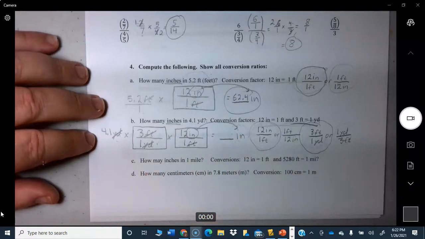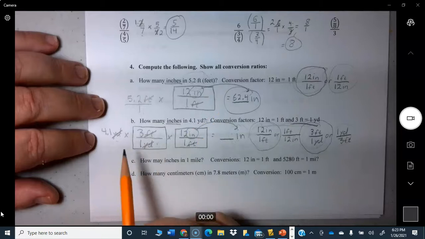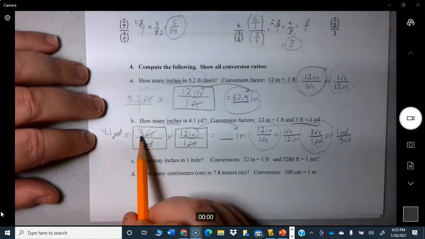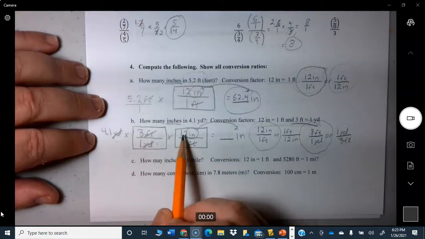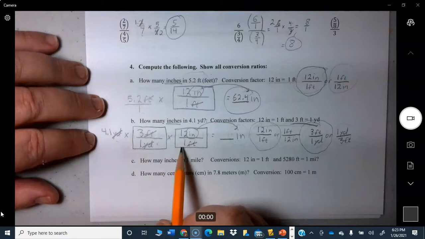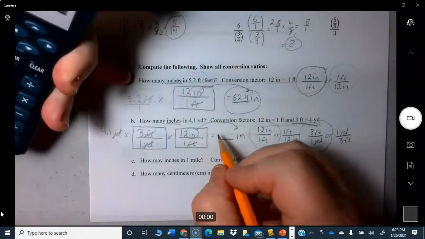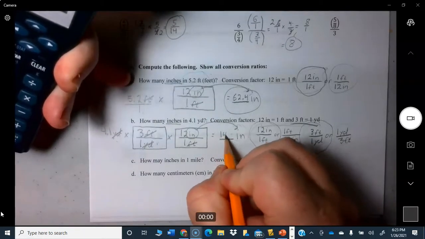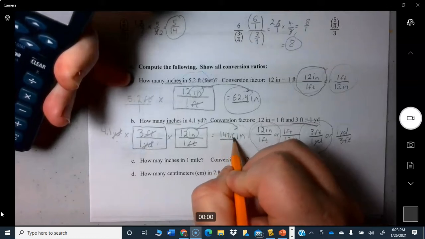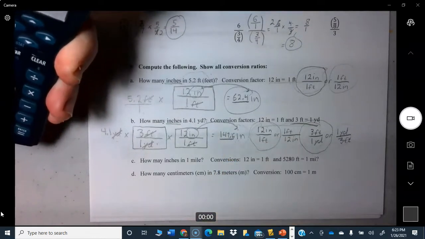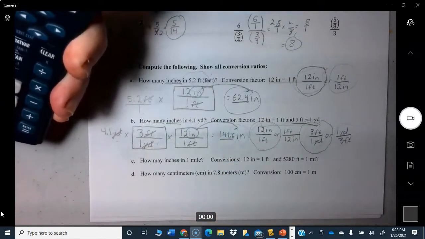So now that you have your units lined up, only now do you go and do the math. So it's 4.1 times 3 times 12 divided by 1 divided by 1. And so when we go ahead and write that, we get 147.6 inches. Okay?